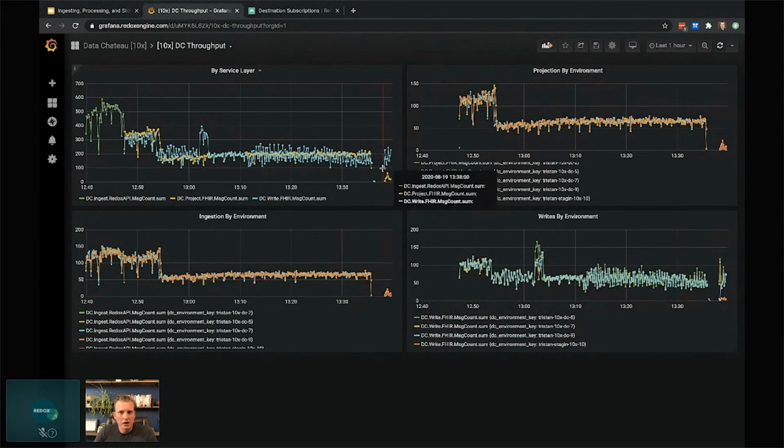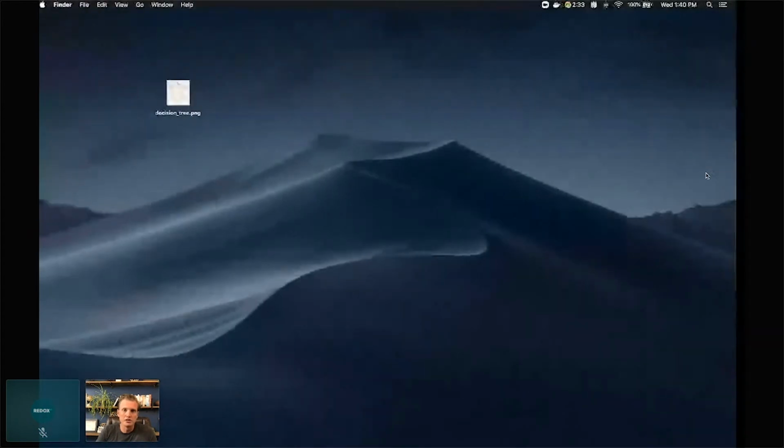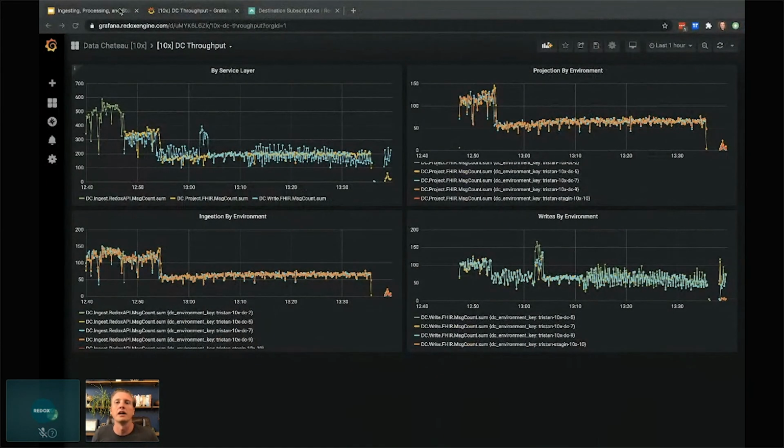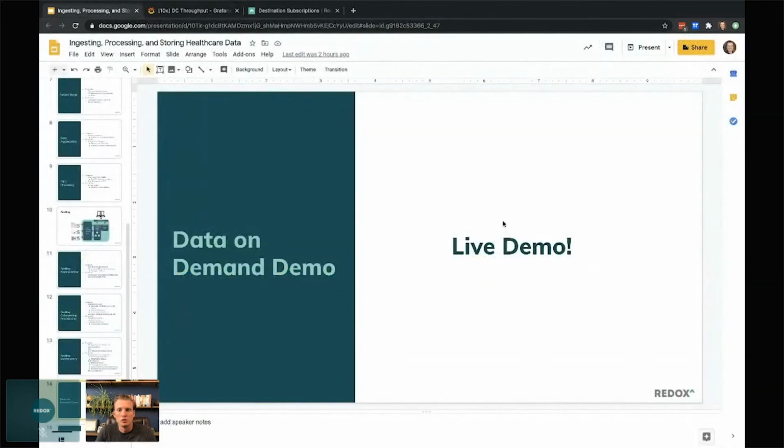Our 10x environment throughput is looking a little low right now, but in general we've seen throughput as high as 150 messages per second into our data on demand ecosystem across a number of health systems. So we're able to scale each layer of our architecture as needed to increase the throughput of the ingestion and the streaming as a whole.